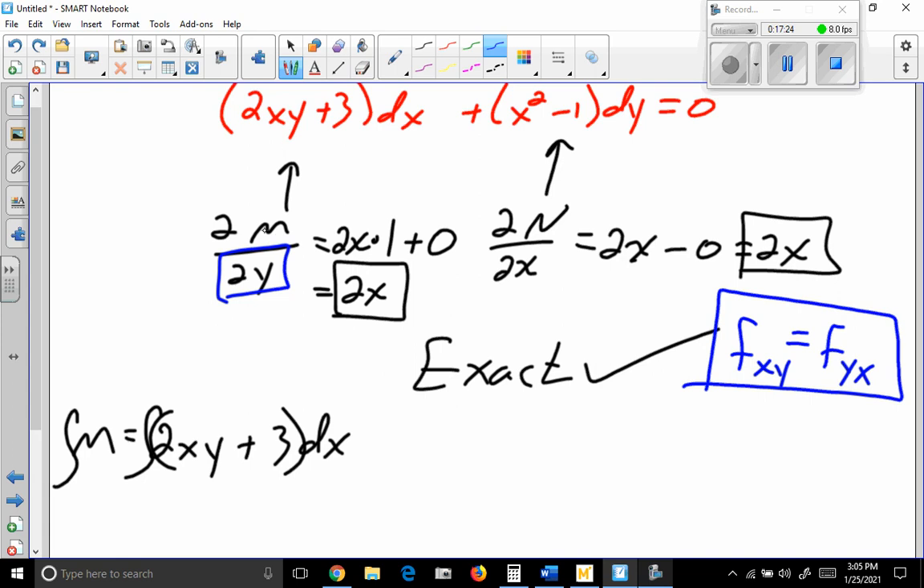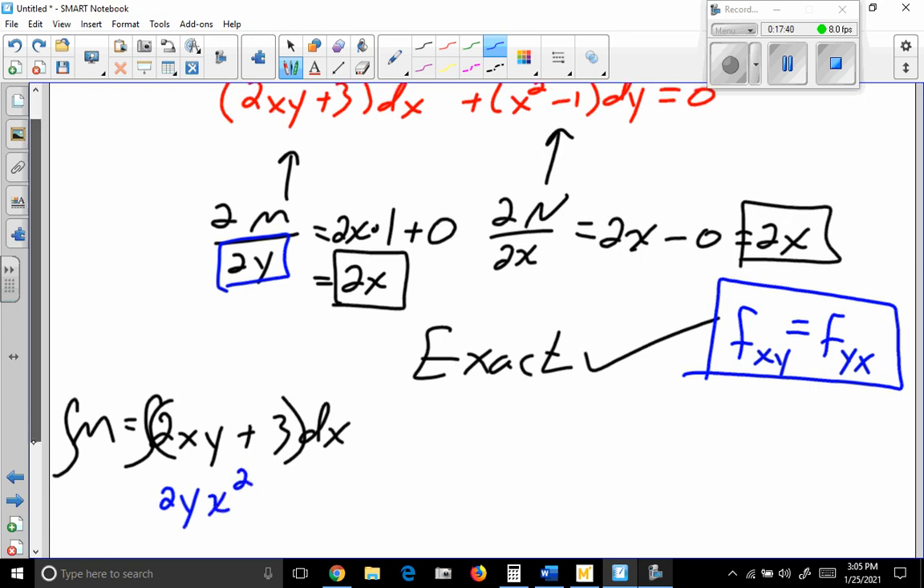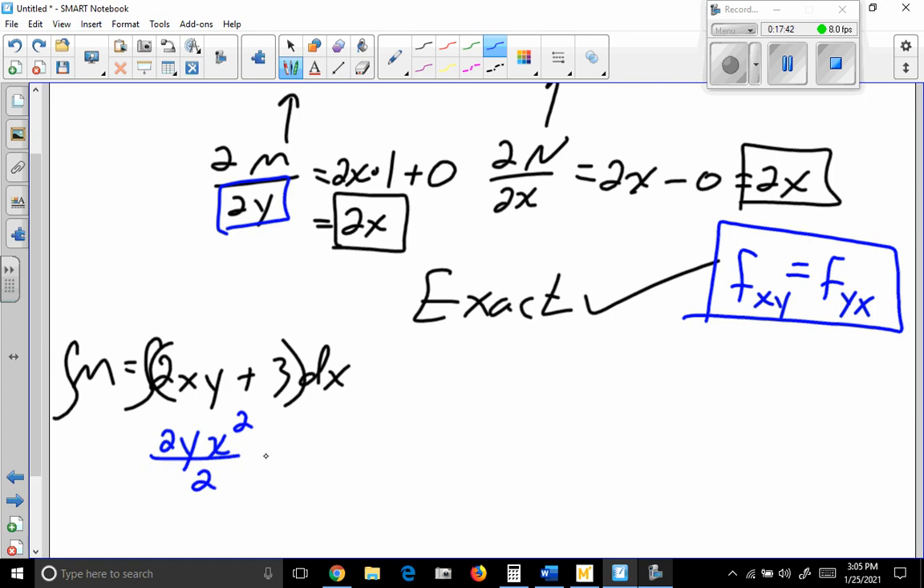So we take our M, which is a partial with respect to x, so we integrate it with respect to x. So 2 and y coefficients, if we integrate this with respect to x, that's x to the 1 bigger power over that power. Integrate 3 with respect to x, we get 3x, and then we can have a plus c. So that's our function.